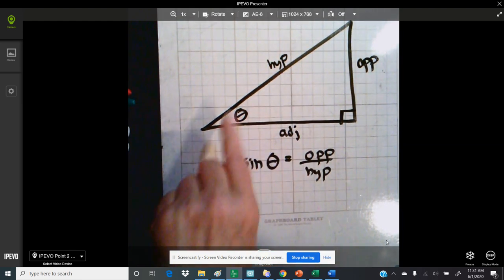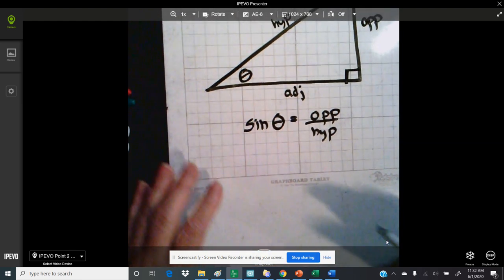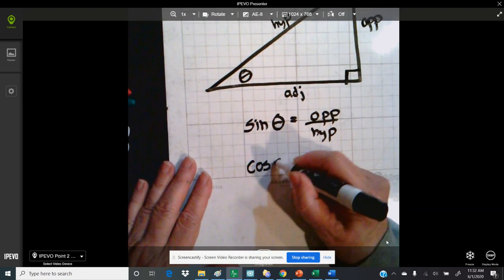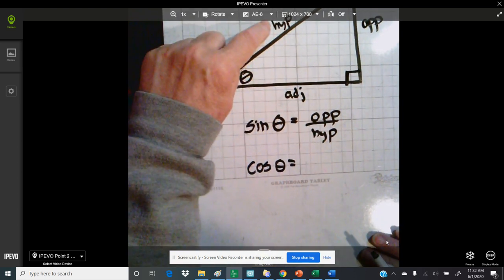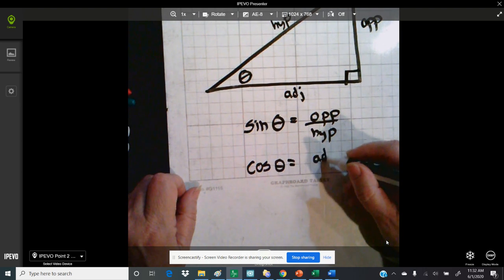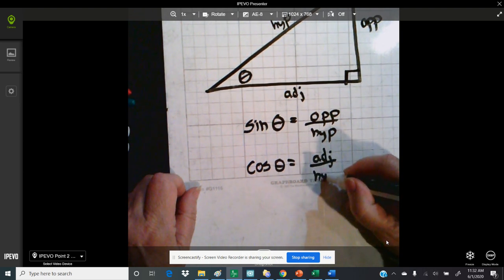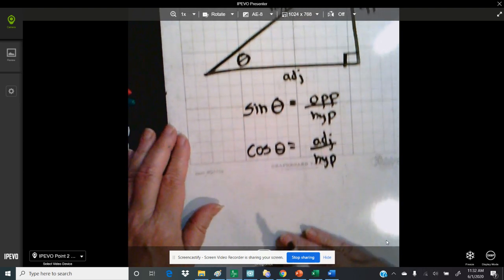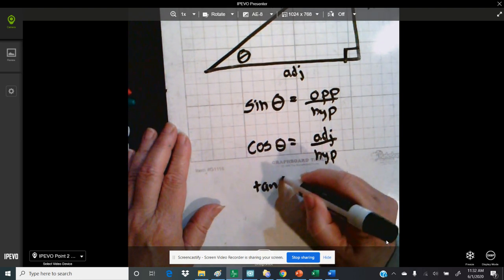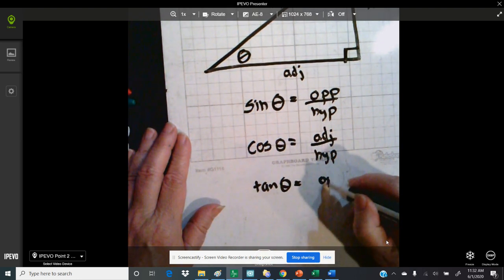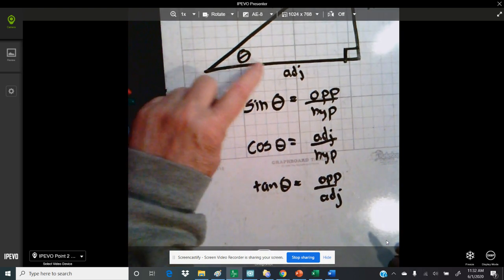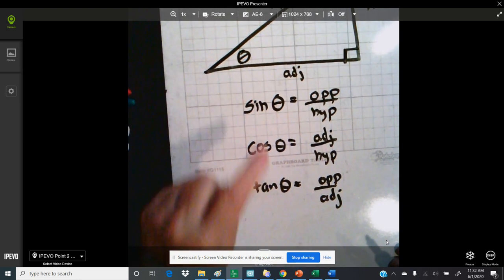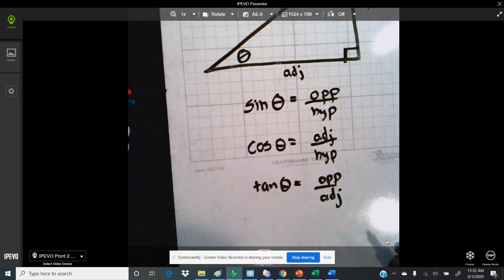And we'll get into how we use this in just a minute. The cosine of some angle is defined as the adjacent over the hypotenuse. And the tangent is defined as the opposite over the adjacent. So the opposite side over the adjacent side, sorry.